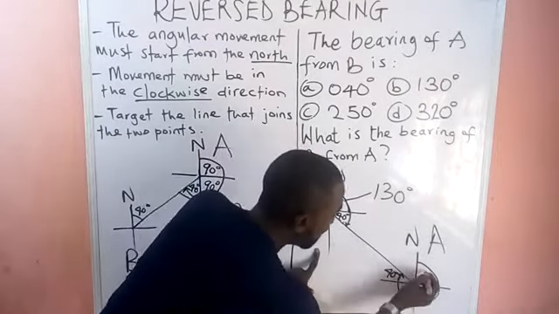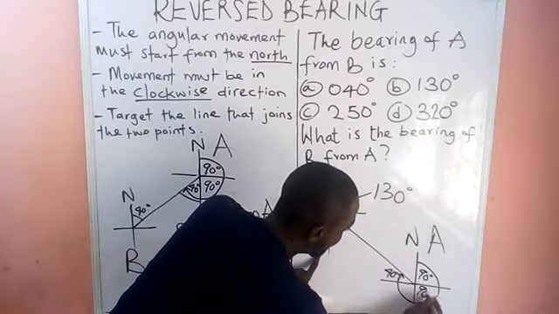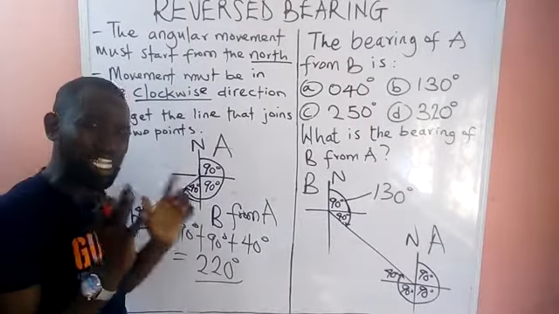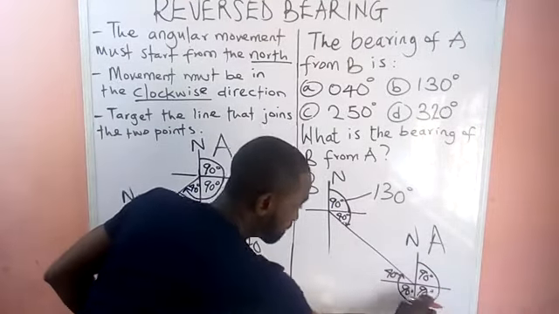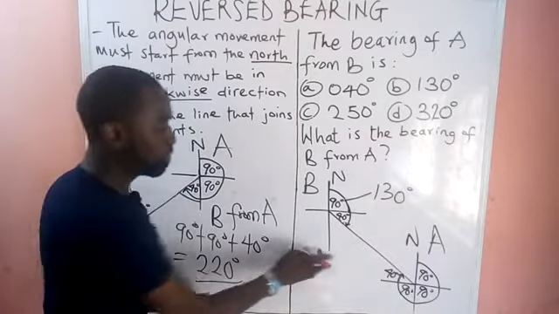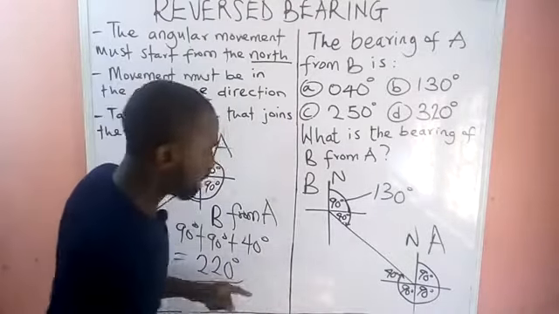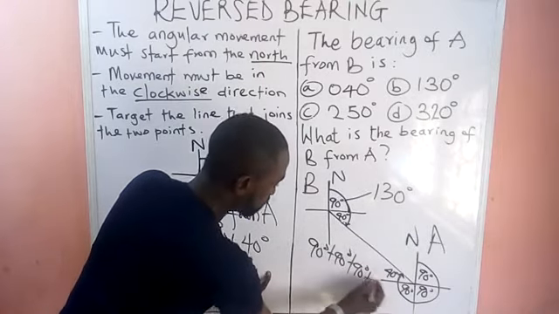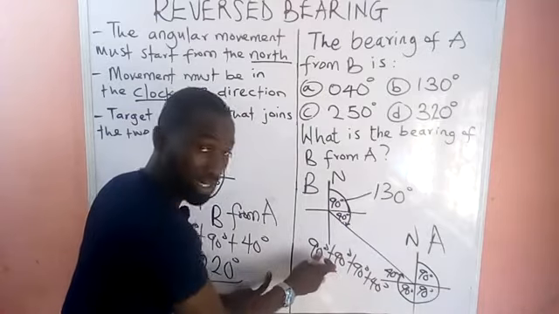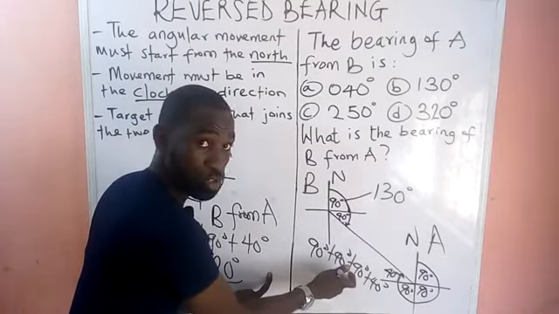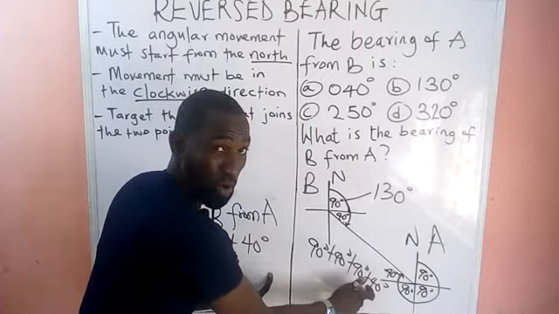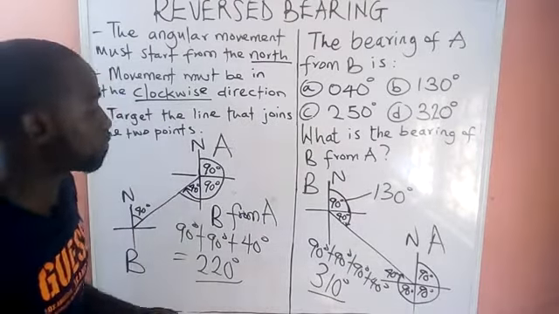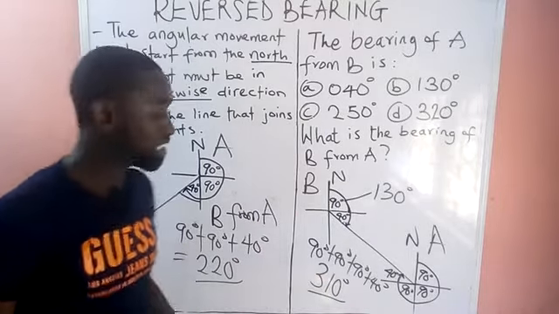So how many 90s can I see here? I can see 90 here, 90 here, 90 here. So don't be afraid. Break it down: 90, 90, 90. It's very easy like that. So I'm going to add these angles to get the bearing of B from A. That will give us 90 degrees plus 90 degrees plus 90 degrees plus 40 degrees. So 90 plus 90 is 180. 180 plus 90 is 270. 270 plus 40 will give us 310 degrees. So it means the bearing of B from A is 310 degrees.